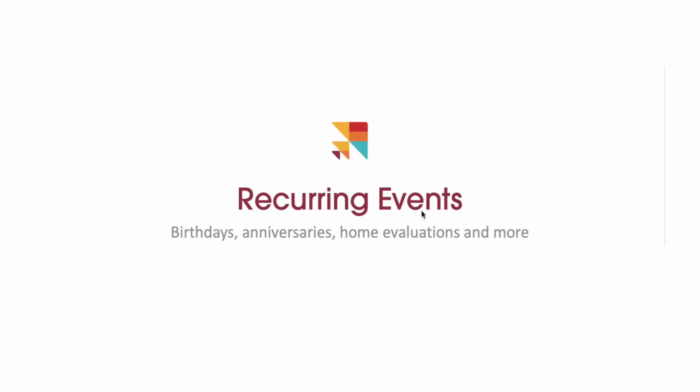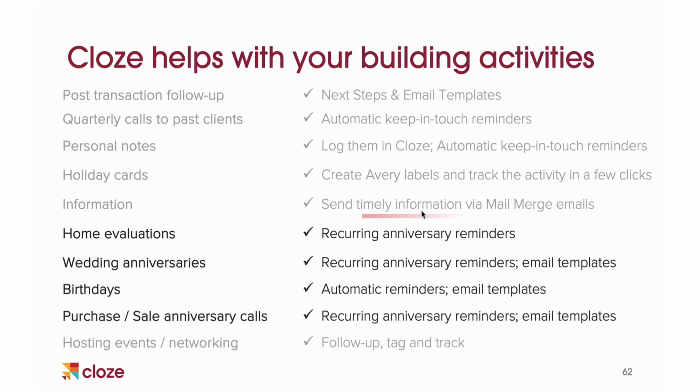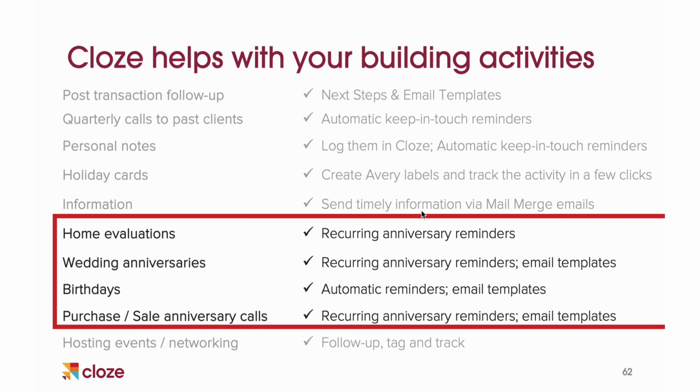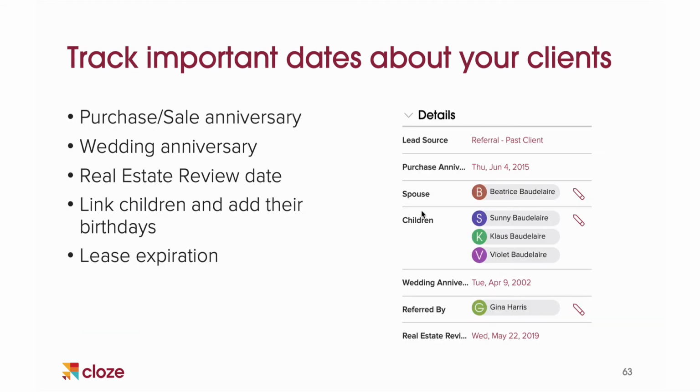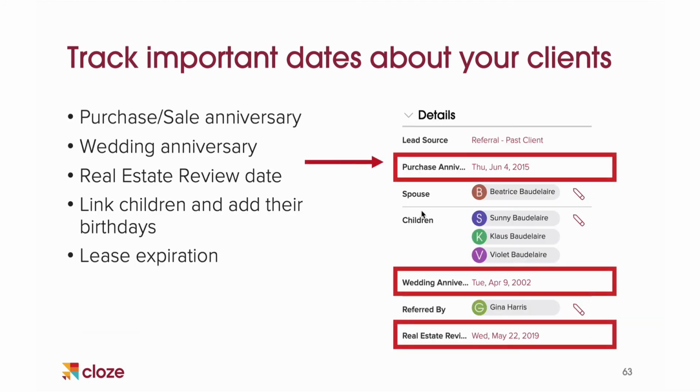Let's talk about recurring events. We can really help in this category. And this is a rare opportunity that we have to get all this information into our CRM, into Cloze. Lots of different things that we can remind you on each year. Purchase and sale anniversaries, wedding anniversaries, real estate reviews we just talked about, children's birthdays, lease expiration, all kinds of different fields are available for you there to just enter in that information. So track those important dates, and then we're going to remind you right on the agenda.